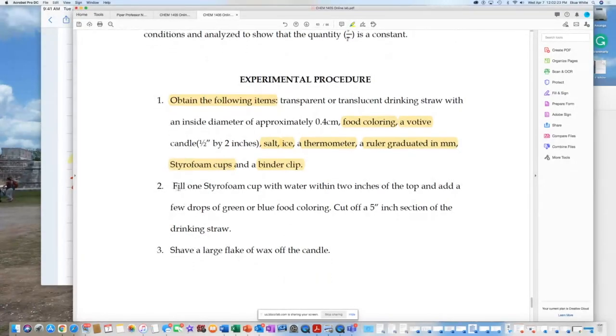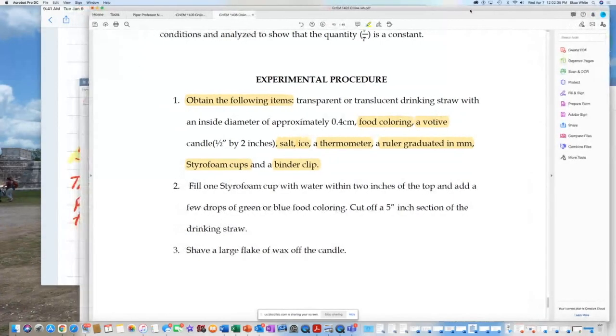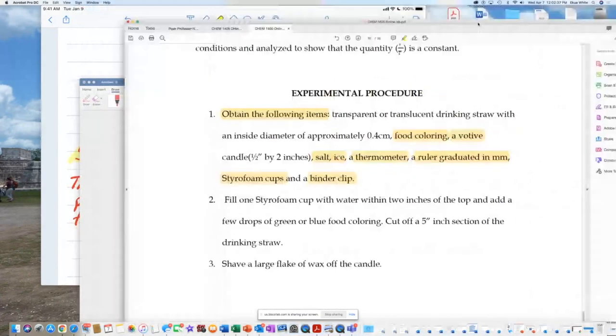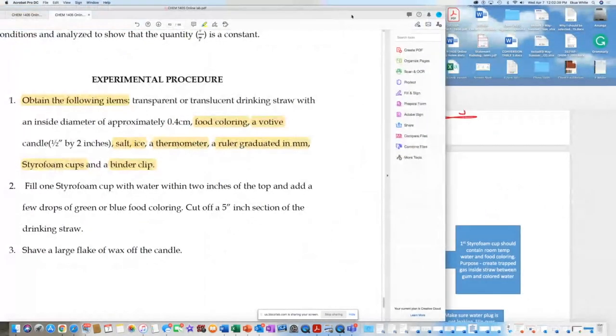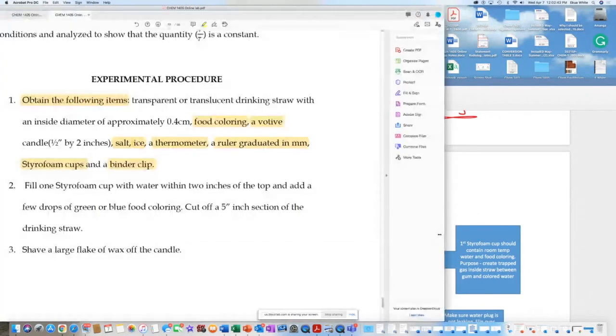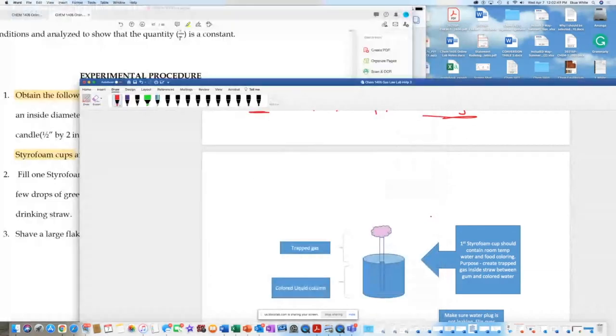Okay, so here it says fill one styrofoam cup with water within 2 inches of the top and add a few drops of green or blue food coloring. So what I'm going to do here is divide the screen into two. Excuse all the pages. Whenever I'm working on stuff here, I have a lot of pages open. This is just my life.